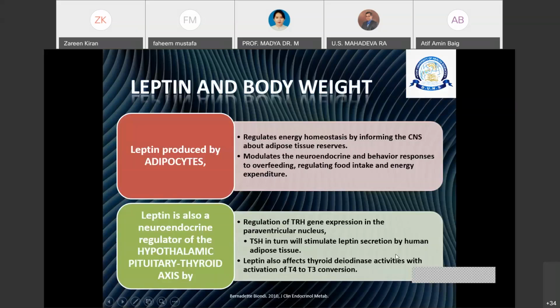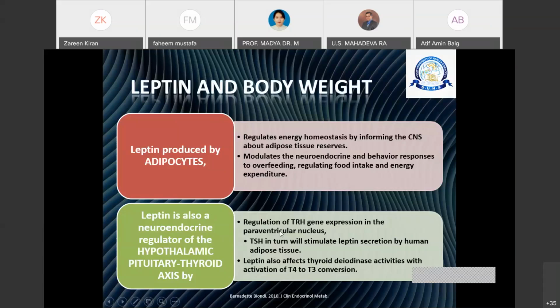And of course, the role of other hormones has also been explained. I found leptin to be quite closely related with the thyroid here. Leptin produced by adipocytes regulates energy homeostasis by informing the CNS about adipose tissue reserve, and it modulates the behavioral response to feeding, food intake, and energy expenditure. But it is also a neuroendocrine regulator of the whole hypothalamic, pituitary, and thyroid axis.